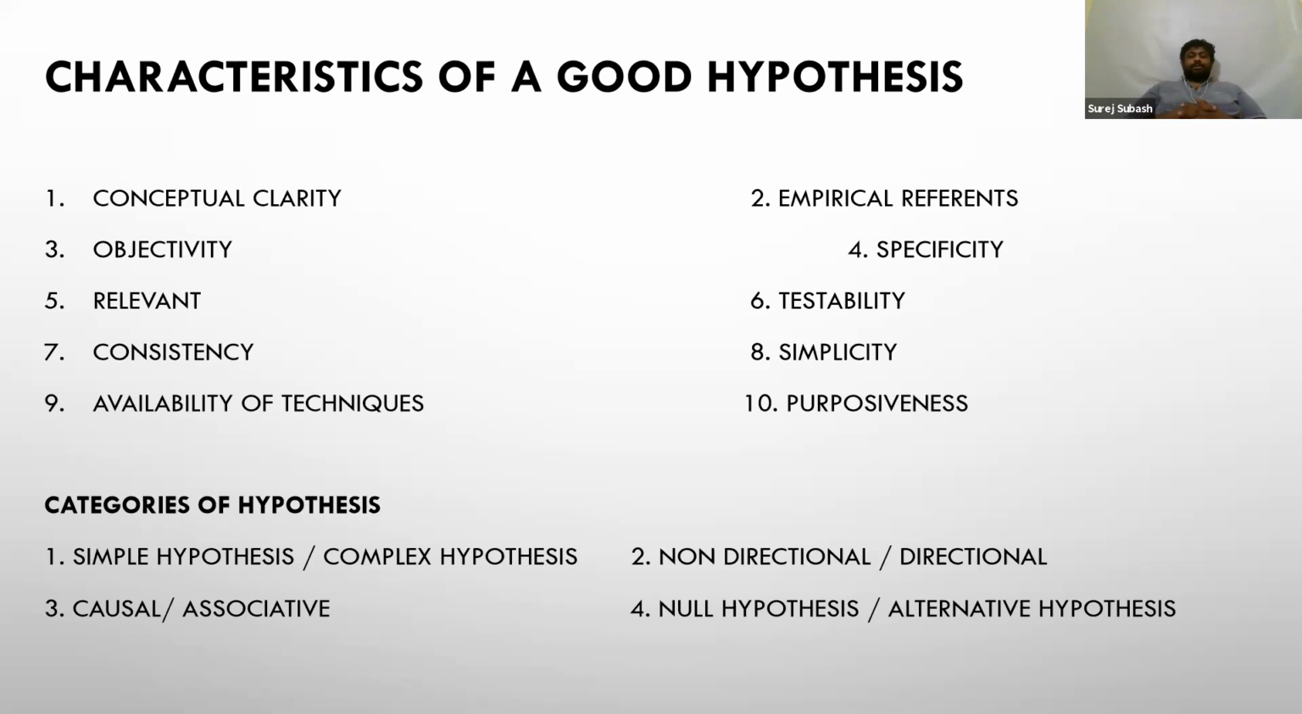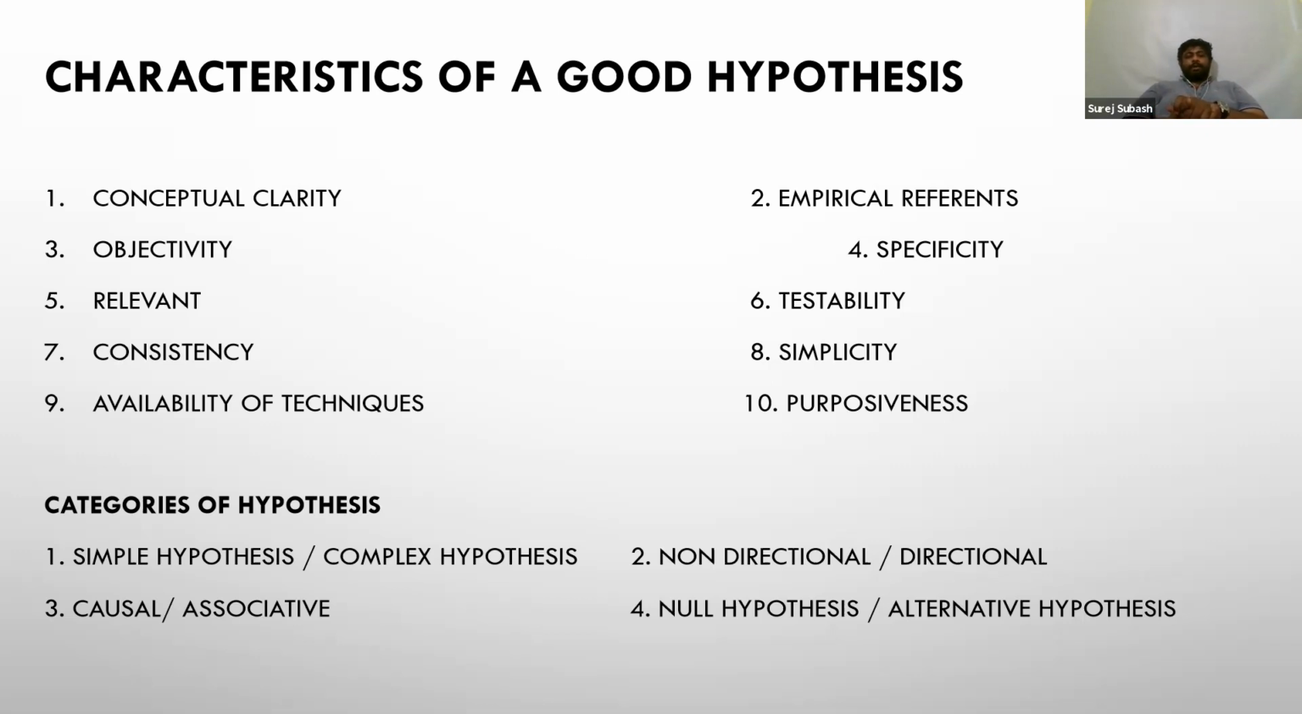Testability means it should be testable. It can be counted or tested to see if it is working or not. That is testability. Seventh one is consistency. Consistency means it should be very much consistent with an existing body of theory. So there should already be some theories that support this, and it should be consistent with them.